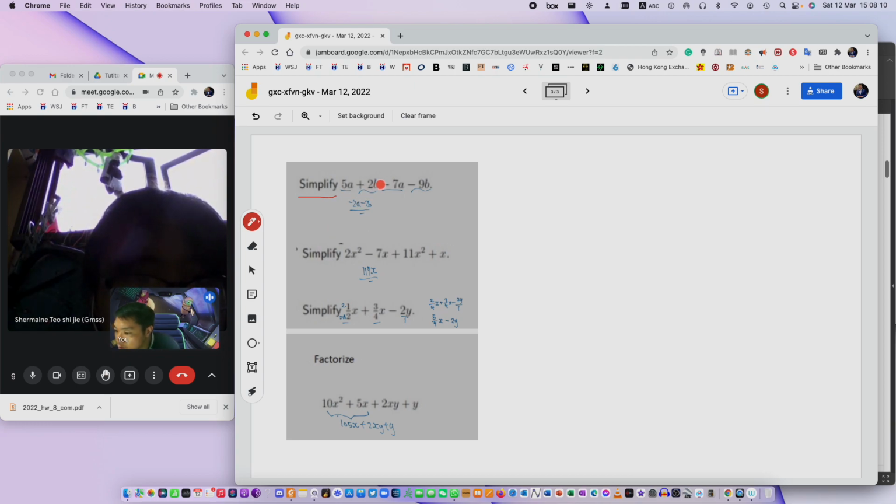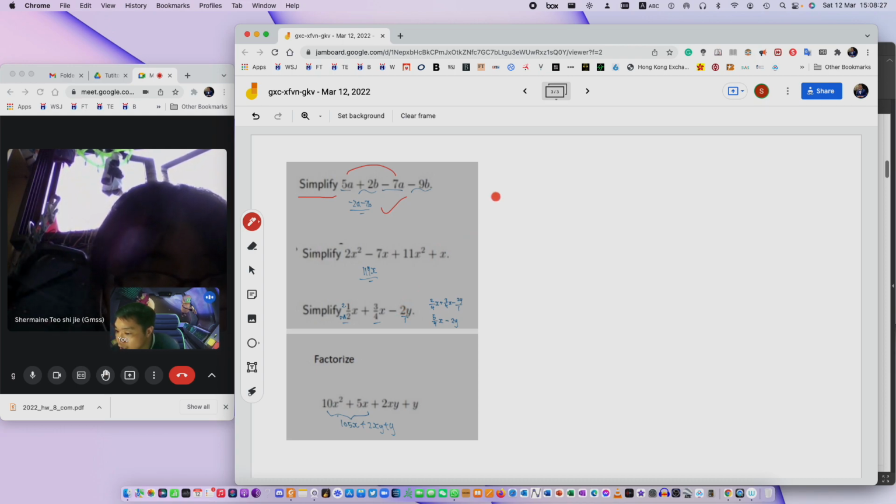Okay, so I think you did the right thing. You underline similar terms, these two. So you get negative 2a, yes. Then these two, you get negative 7b. Very good. Okay, simplify. Next, so for this one, which one is similar?